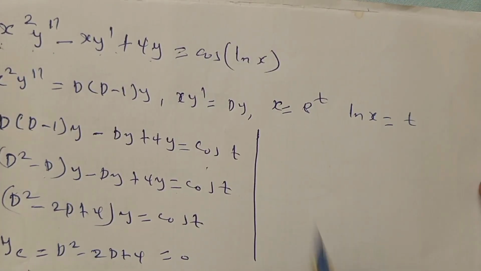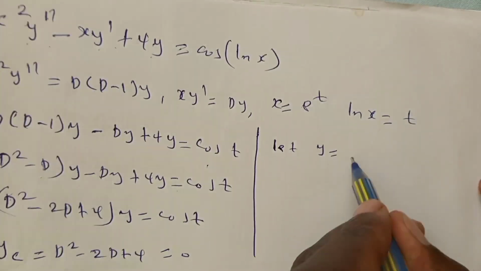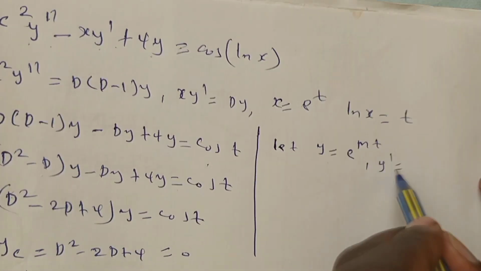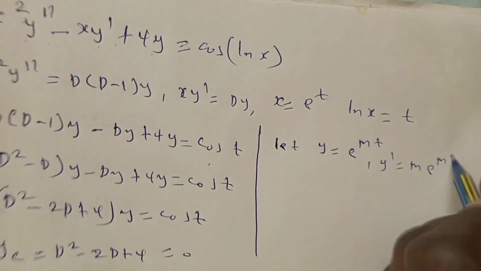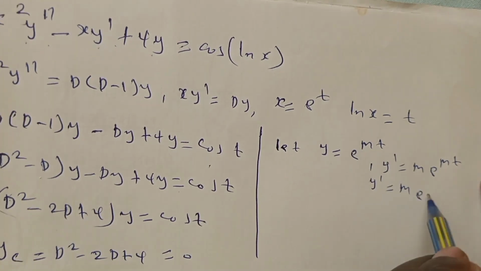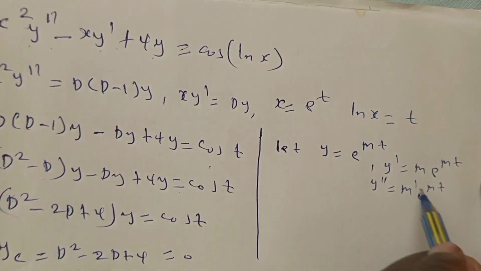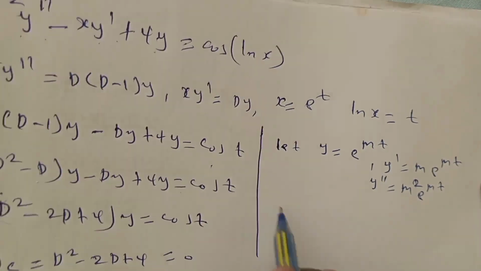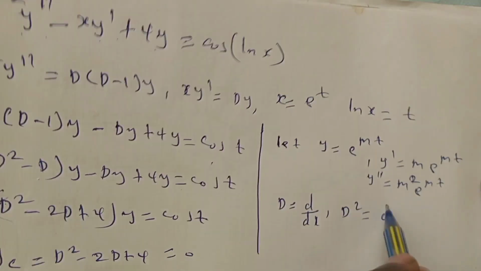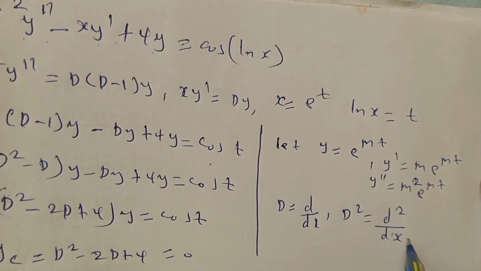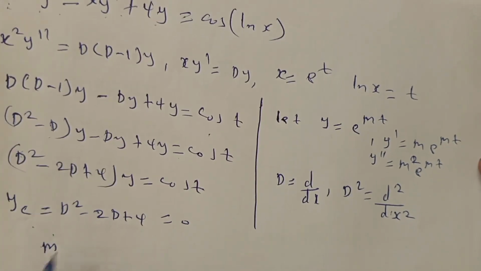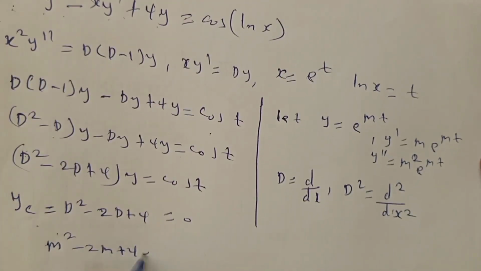We are going to let our y be equal to exponential mt, so that now we get our y prime to be equal to m exponential mt, our y double prime to be equal to m squared exponential mt. So D here stands for derivative with respect to x, D squared stands for second derivative with respect to x squared. So substituting, we shall have m squared minus 2m plus 4, which is equal to 0.